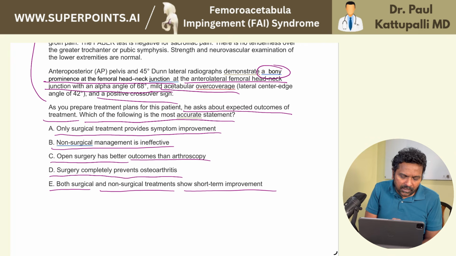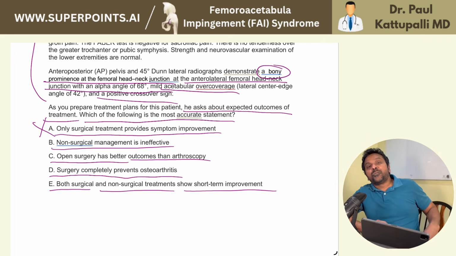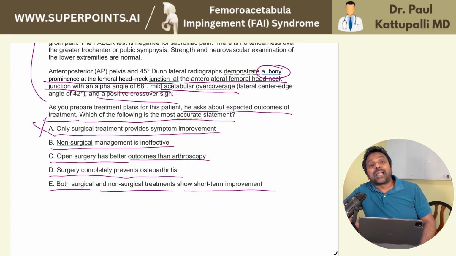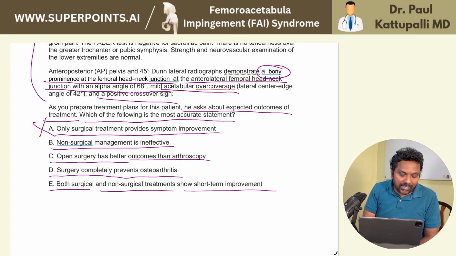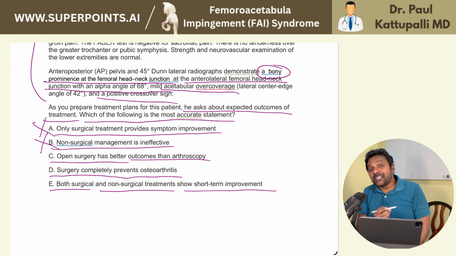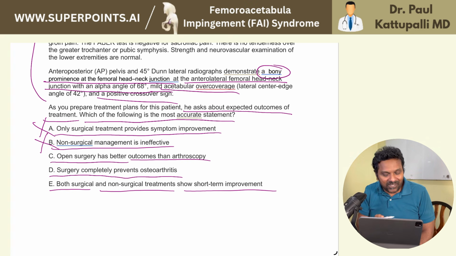Only surgical treatment provides symptom improvement. That is not correct because you start with conservative treatment like physical therapy, NSAIDs, and all those things. And then non surgical management is ineffective. That is not true because, as I said, conservative treatment, that is non surgical treatment, is effective.